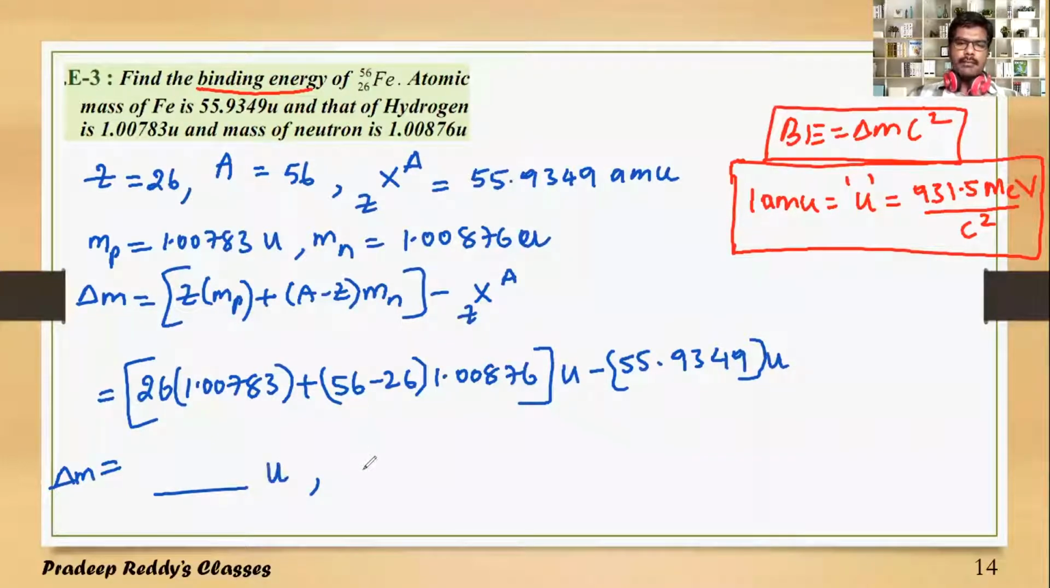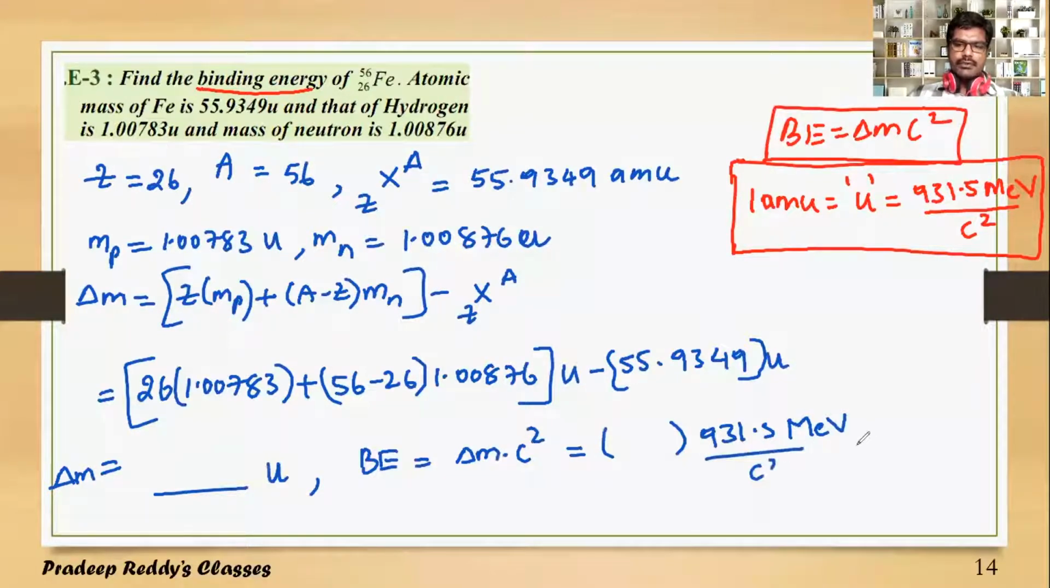In order to calculate binding energy, we will be writing this delta M multiplied with C square, where AMU can be converted into 931.5 million electron volt divided by C square, into C square. So whatever mass defect you are getting here, you need to substitute here, and if you multiply that with 931.5 MeV, C square and C square get cancelled. This gives you binding energy. I recommend you to calculate this. I'll give you the answer, of course, and you verify that.